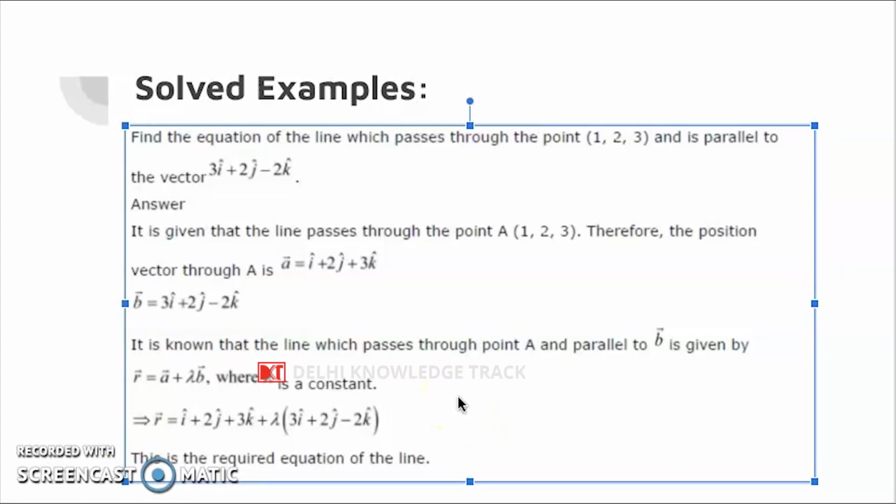From the concepts of the plane, we already know that the line which passes through the point A and is parallel to the vector B is given by vector A plus lambda vector B. And here lambda is a constant. Hence, the equation of the line will be i cap plus 2j cap plus 3k cap plus lambda times 3i cap plus 2j cap minus 2k cap. This is the required equation of the line, where lambda can be any constant value.